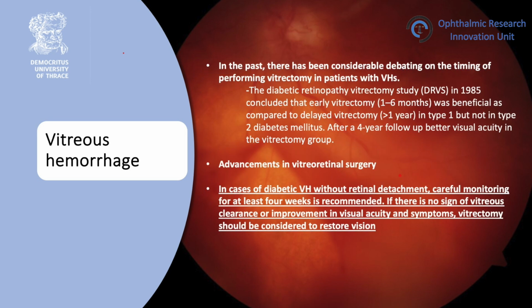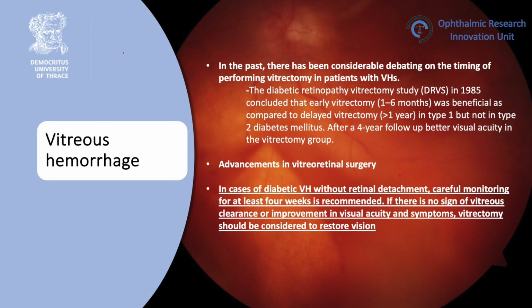In the past, there has been considerable debate on the timing of performing vitrectomy in patients with vitreous hemorrhage. In 1985, the Diabetic Retinopathy Vitrectomy Study showed that early vitrectomy was beneficial, in terms of final visual acuity, as compared to delayed vitrectomy in patients with type 1 diabetes, but poor outcomes were reported for patients with type 2. However, the overall number of eyes with a visual acuity of 10/20 or better was significantly higher in the early vitrectomy group after a 4-year follow-up.